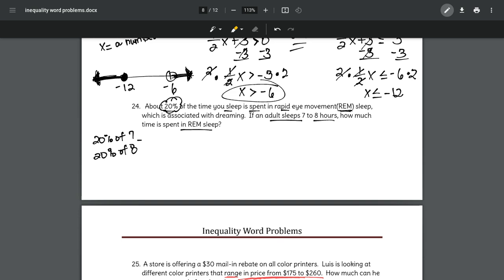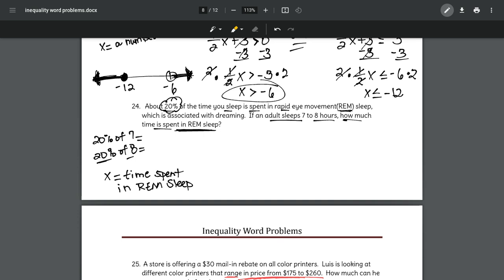That's what you're dreaming. Whatever this equals, that's what you're going to be dreaming. Or if you're sleeping 8 hours, you're going to dream for 20% of that. Remember, you cannot work with a percent. You have to change it to a decimal. Basically, this is 0.2 or 0.20. All right, I'm going to let x, because it says how much time is spent in rapid eye movement sleep, so I'm going to let x equal the time spent in REM sleep.